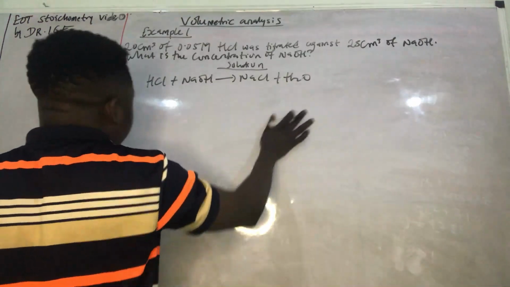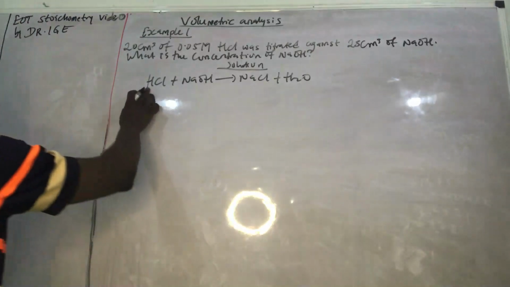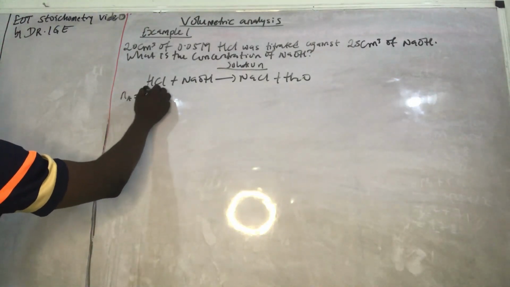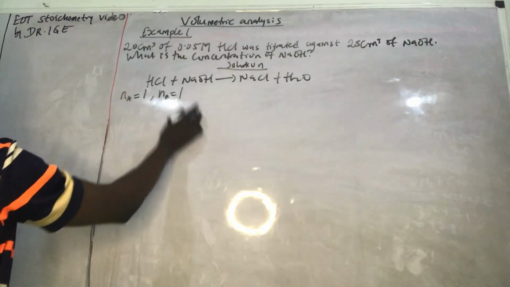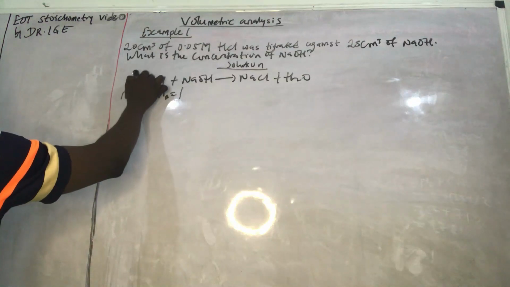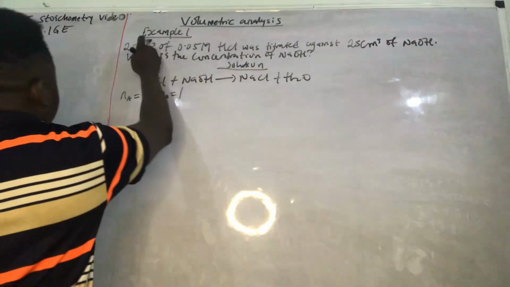We already know the states. I don't have time to write states. So it's balanced. You can see that number of moles of this guy here is 1. So let's start with that. Number of moles of the acid is 1. Number of moles of the base is 1. We already know what number of moles is. That means this thing is 1 that is standing here. If it's 2 that is here, we'll say this is 2, or as the case may be.